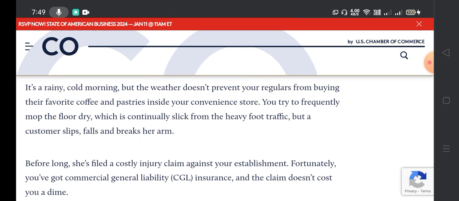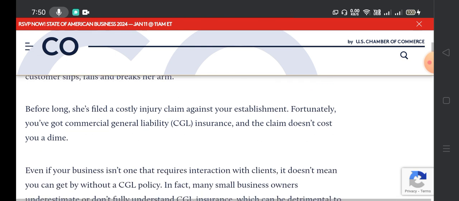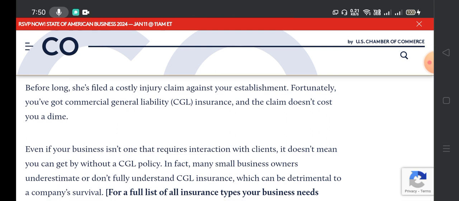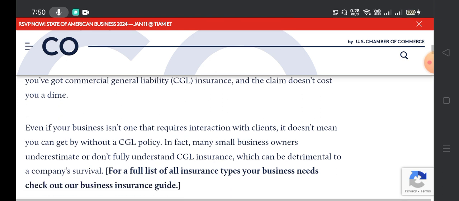So it's a rainy cold morning, but the weather doesn't prevent your regulars from buying their favorite coffee and pastries inside your convenience store. You try to frequently mop the floor dry, which is continually slick from the heavy foot traffic, but a customer slips, falls, and breaks her arm. Before long, she's filed a costly injury claim against your establishment. Fortunately, you have commercial general liability insurance, and the claim doesn't cost you a dime.